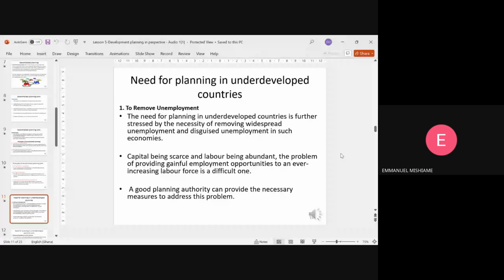Unemployment. And you remember, unemployment and low standards of living is one of the main characteristics of what? Developing countries. So when you are able to plan well, you are able to allocate resources better. And then jobs will be created for people to work, to earn enough for themselves, essentially improving what? Human capital. And human capital, as we know from yesterday, includes things like health, education, and skill. Okay, so that's the first one, the need to remove unemployment.